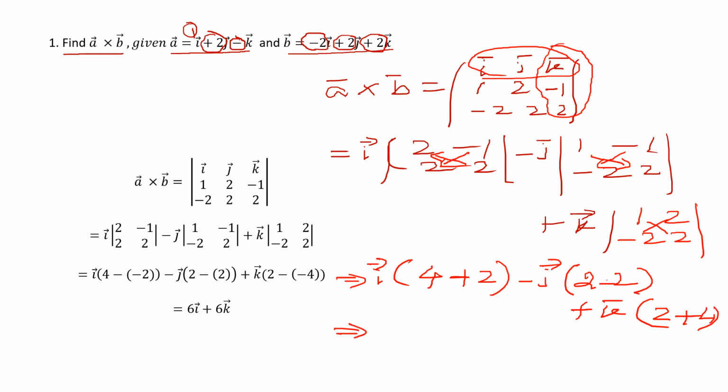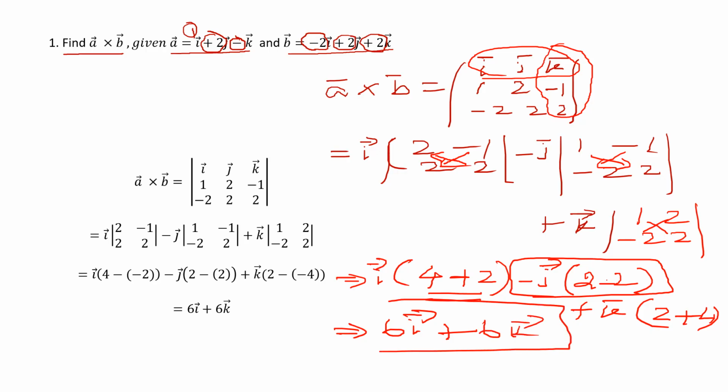So by simplifying this, I will get 4 plus 2, which is 6 times i vector. The second value will become 0 because we have 2 minus 2. Plus 2 plus 4, 6, and 6 times k vector. So this is my final answer.